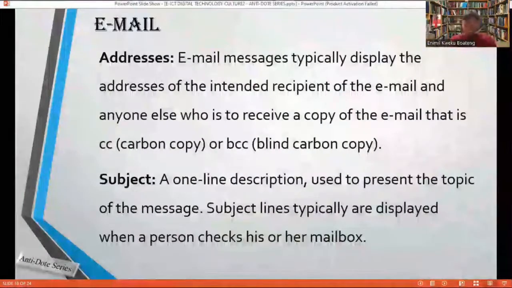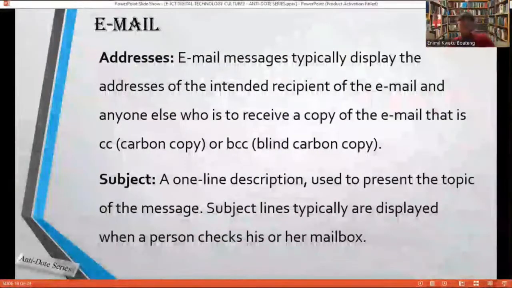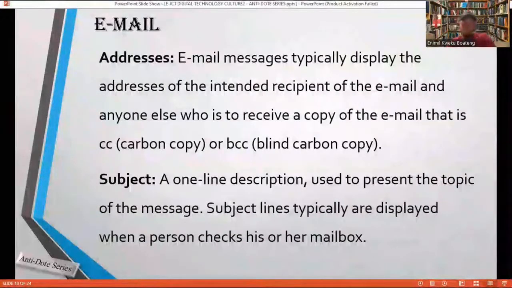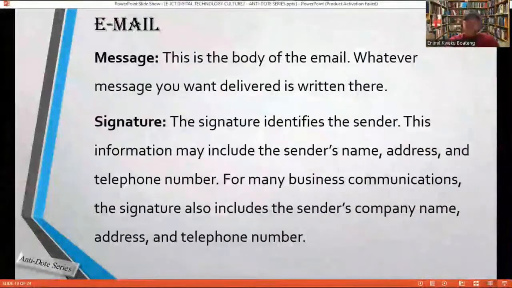So the addresses are part of it. Email messages typically display the addresses of the intended recipients of the email and anyone else who is to receive a copy of the email, that is carbon copy or BCC, blind carbon copy. The subject is a one-line description used to represent the topic of the message. Subject lines typically are displayed when a person checks his or her mailbox, like I said.